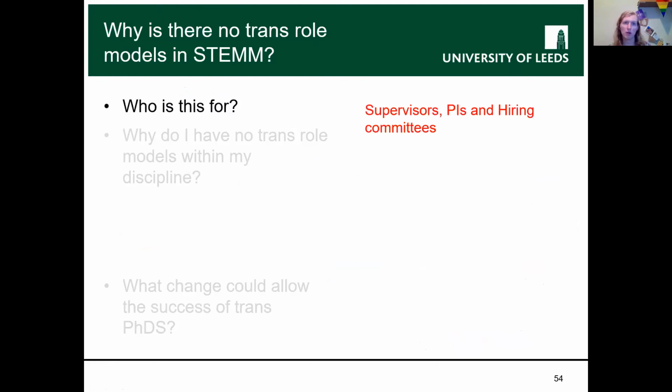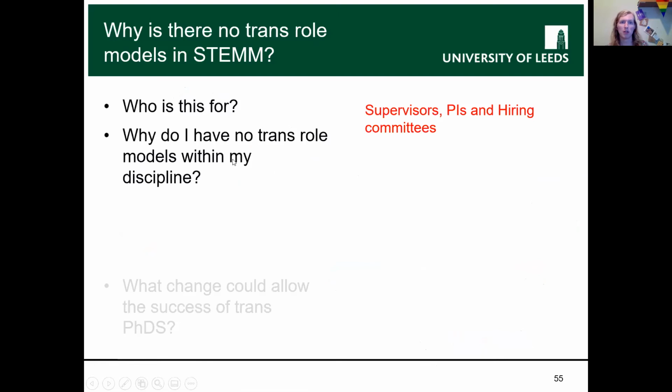Who's this section for? Well, I'd really like to be addressing supervisors, PIs, and people in charge of trans students, and especially our male PIs. I think this is important to help you understand the stresses and strains that trans students broadly go through whilst doing a PhD.